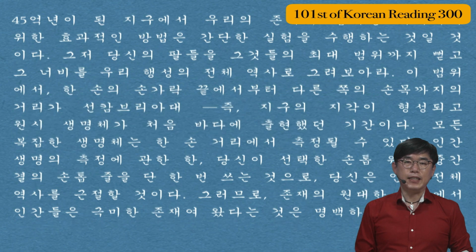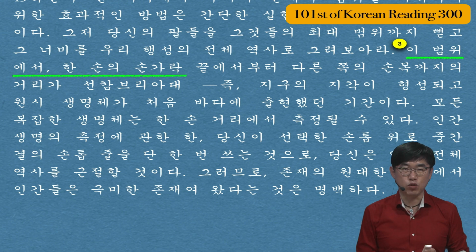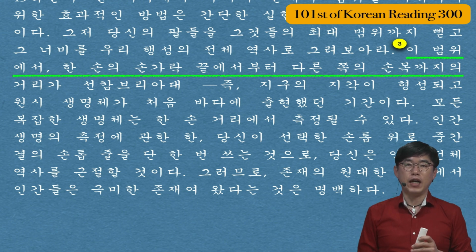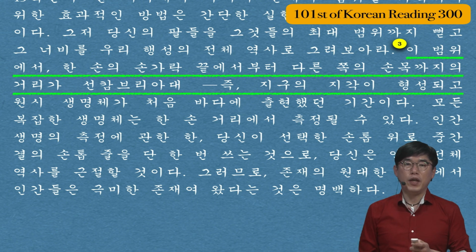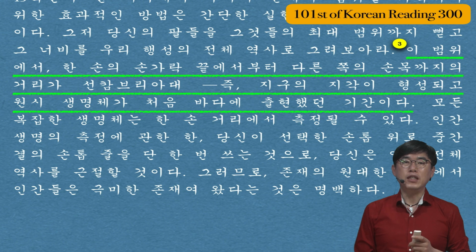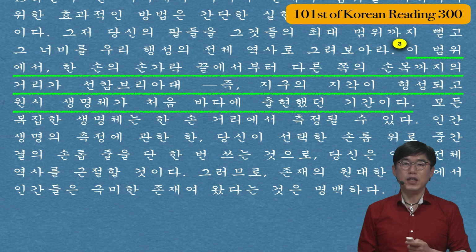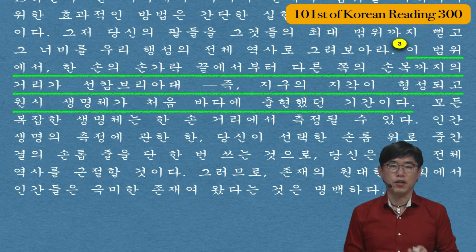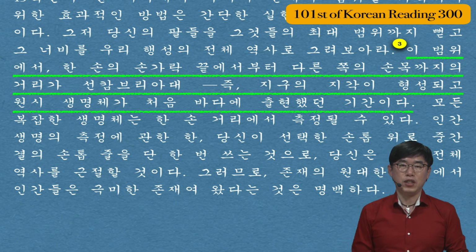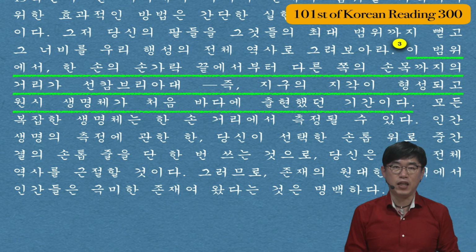The third sentence is 이 범위에서 한 손의 손가락 끝에서부터 다른 쪽의 손목까지의 거리가 선 캄브리아대, 즉 지구의 지각이 형성되고 원시 생명체가 처음 바다에 출현했던 기간이다. On this scale, the distance from the fingertips of one hand to the wrist of the other is Precambrian. That is, the period during which the Earth's crust formed and the primitive life first appeared in the seas.